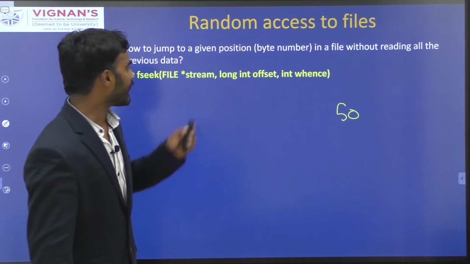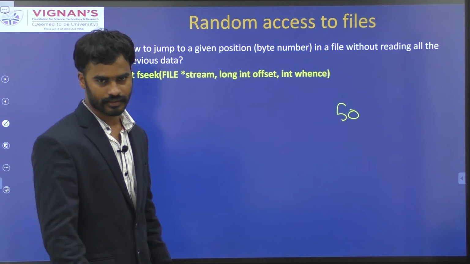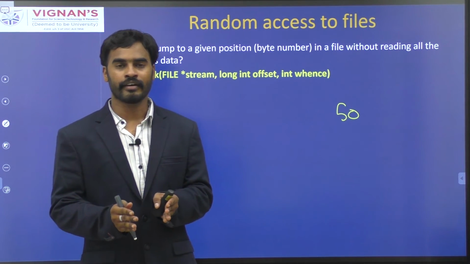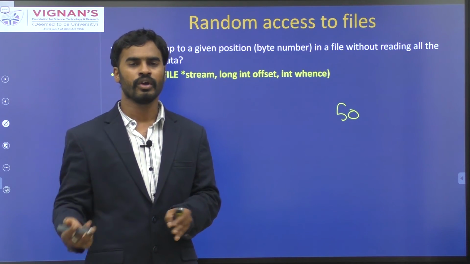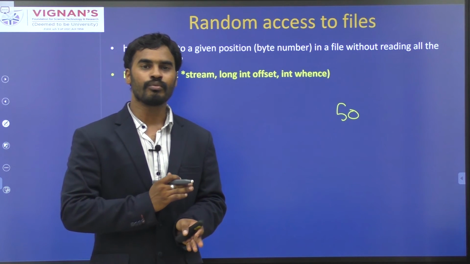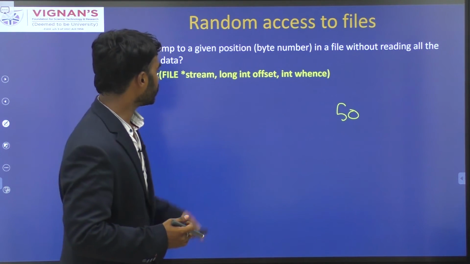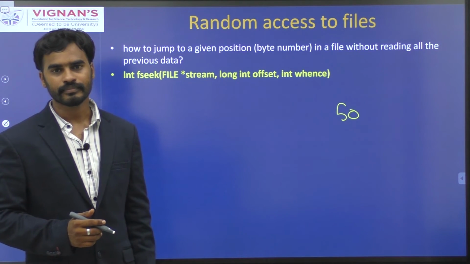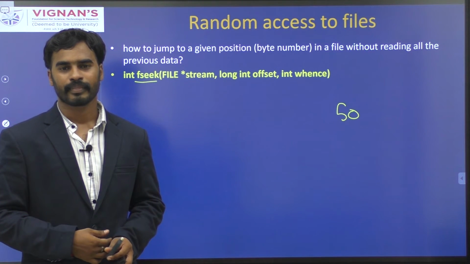Whereas in a random access file, you can simply jump from one location to another. Starting from the beginning of the file, you can jump to the 40th symbol, 100th symbol, or 200th symbol. You can jump wherever you want. You can move forward, and you can even go backward, by using the functions provided for random access files. One such function is the fseek function.